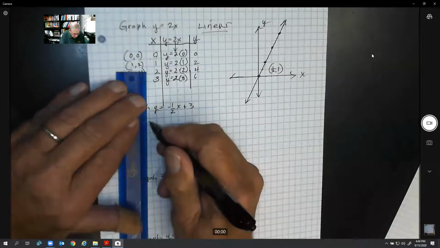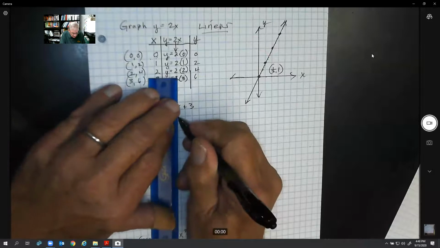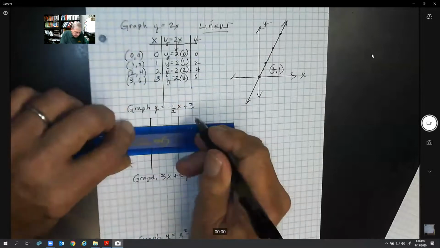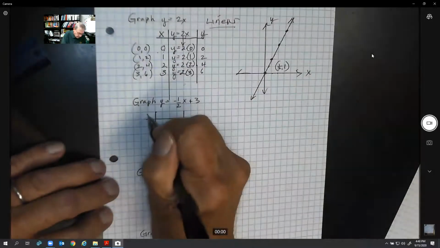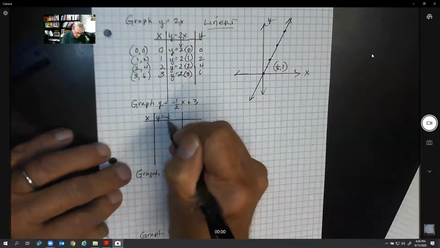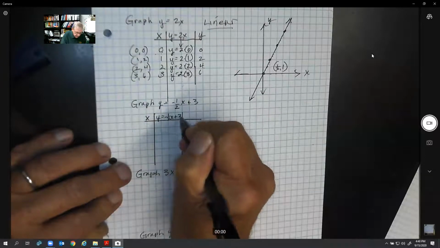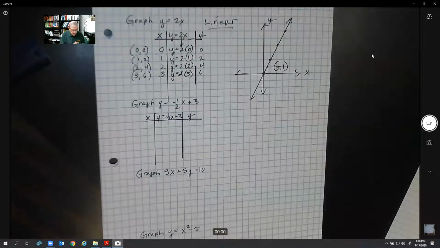Gotta draw the graph. I think when I'm doing these, I guess I didn't need a straight edge, but I like to put it this way. Here's my x, here's my equation. That way I've got some room to do some work. And then here's my y. I know, it works for me.